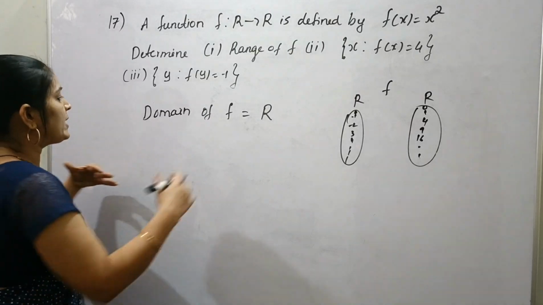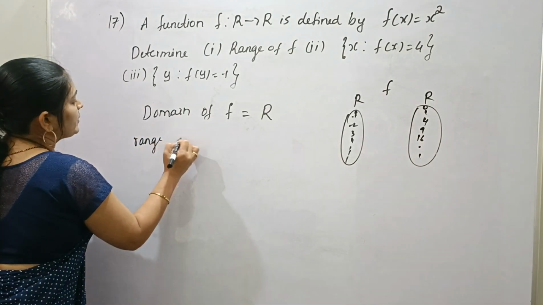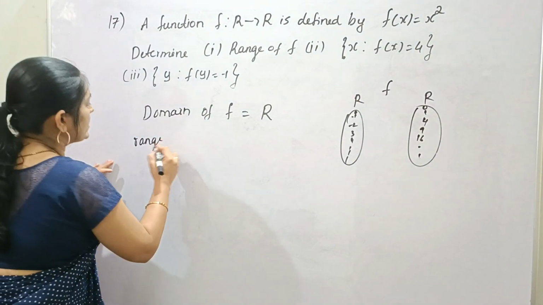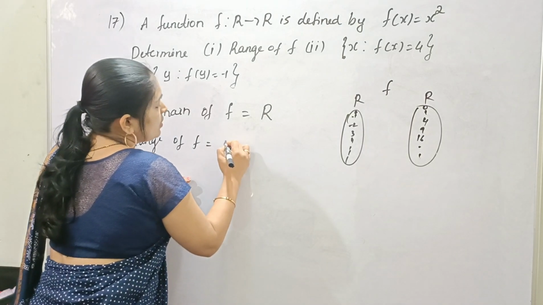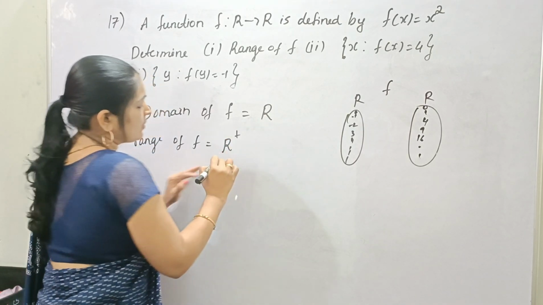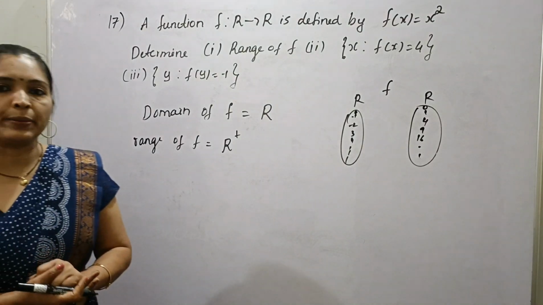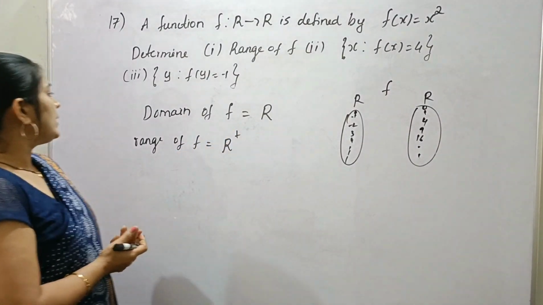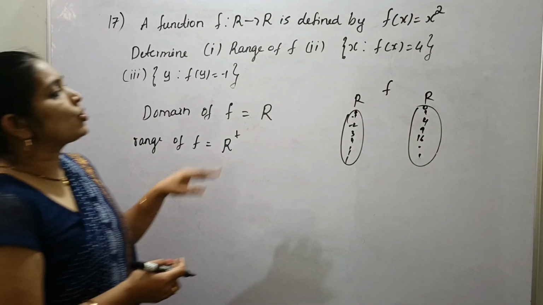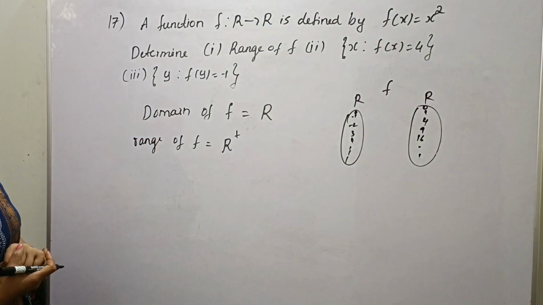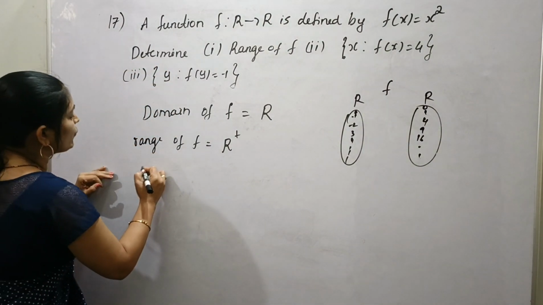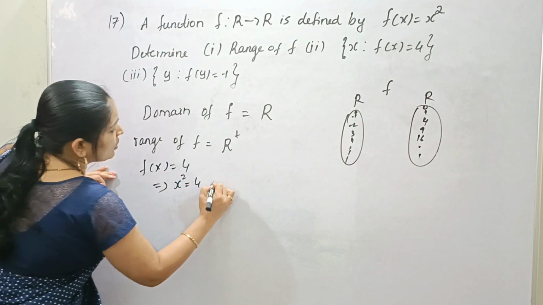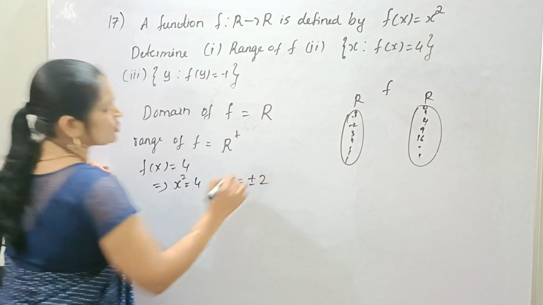So here the square of any real number is always positive or 0. Okay. So here, what is the range of f? Range is nothing but there will be no negative values in range. That is, range of f is equal to R plus, the set of positive real numbers. Then next is the second question, the set of x such that f of x is equal to 4. See, when f of x is equal to 4, that implies x square is equal to 4, that implies x is equal to plus or minus 2.